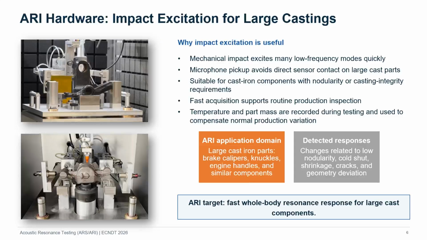For large castings, impact excitation is more practical. A mechanical impact excites many low-frequency modes quickly. The microphone pickup avoids direct sensor contact on large cast parts. This is useful for cast iron components, where the quality requirement is related to nodularity or casting integrity. Changes related to low nodularity, cold shut, shrinkage, cracks, or geometry deviation can change the modal response. Temperature and part mass can also be recorded and used to compensate normal production variation.